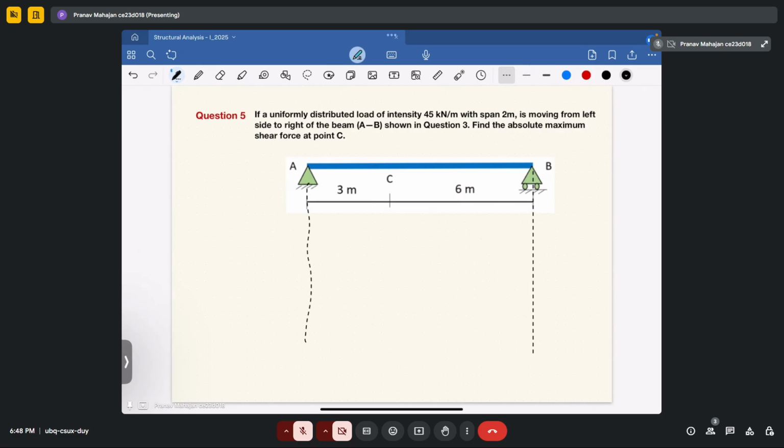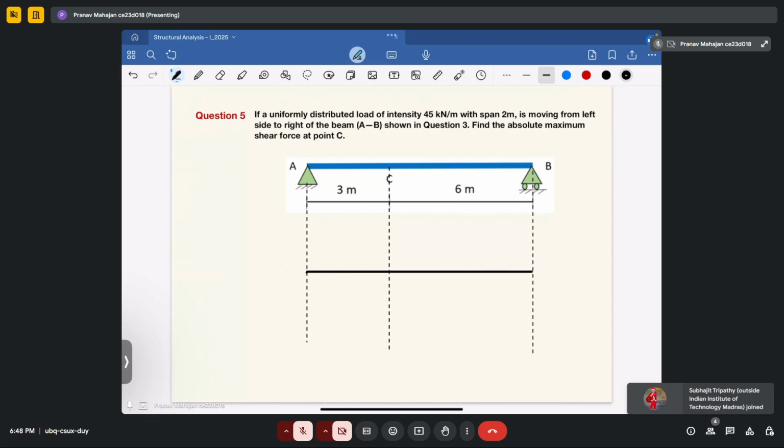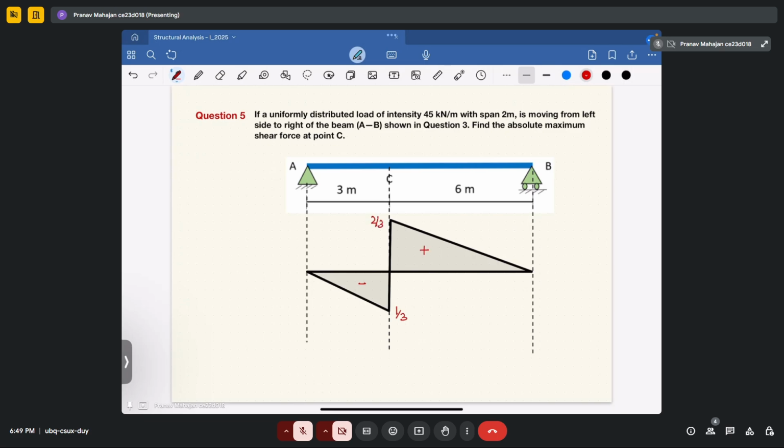So let's draw the shear force diagram for this beam. How will it look? As we already saw, the shear force is determined based upon the ratios of the length. So this value is 1 by 3, and this value we have calculated to be 2 by 3. This is plus, this is minus. Now, how will we obtain the maximum value of shear force?